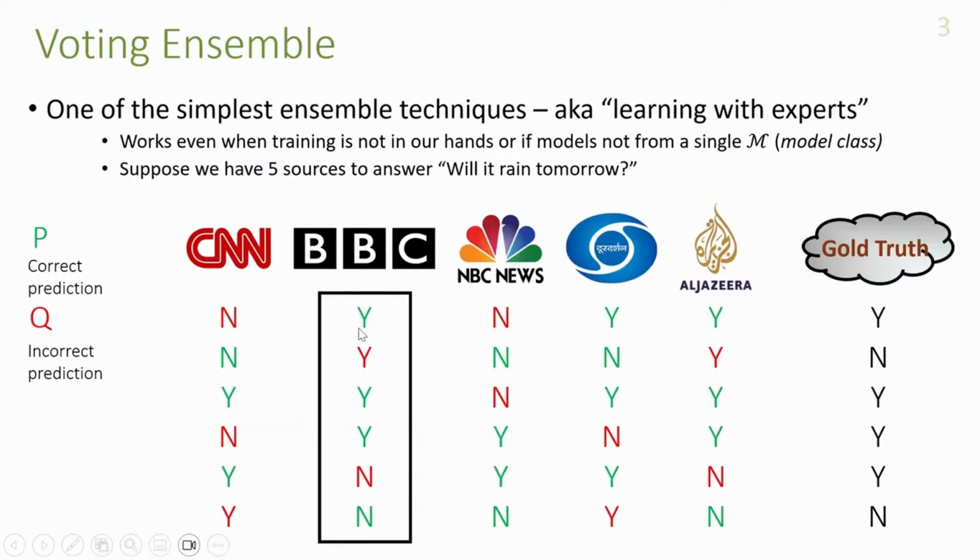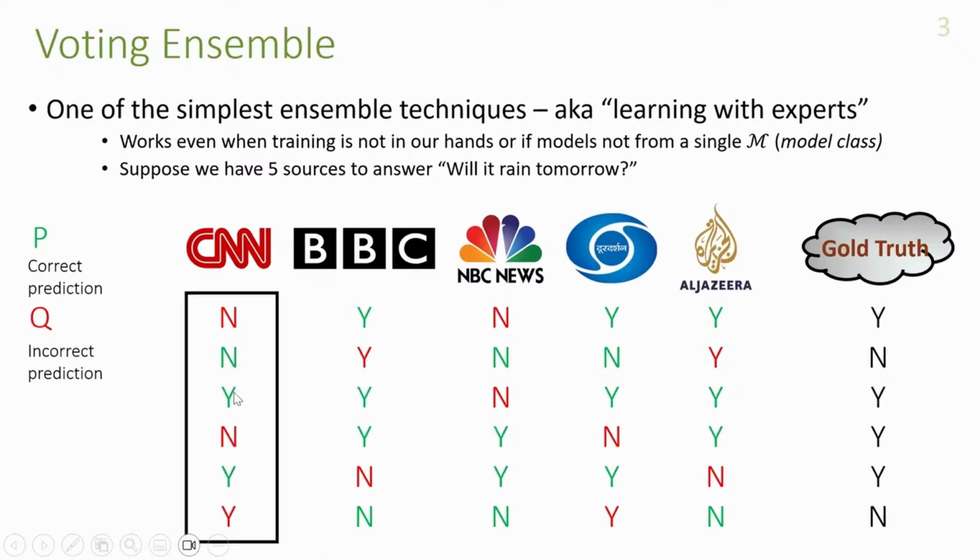Sorry, 2 times this model is wrong and 4 times the BBC source prediction is correct, right? So here the accuracy is 4 divided by 6, right? So here accuracy is 50% because 3 times it is correct out of 6. So 3 divided by 6, 50%.